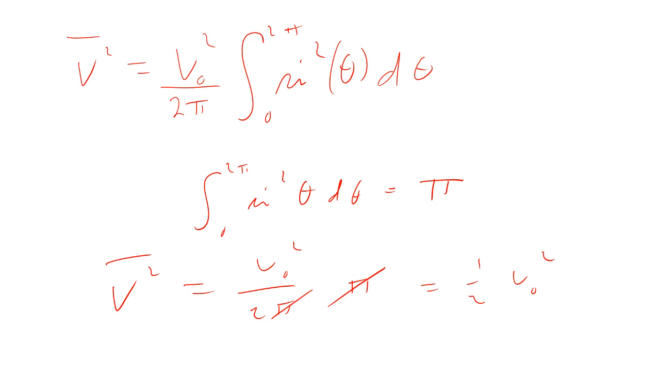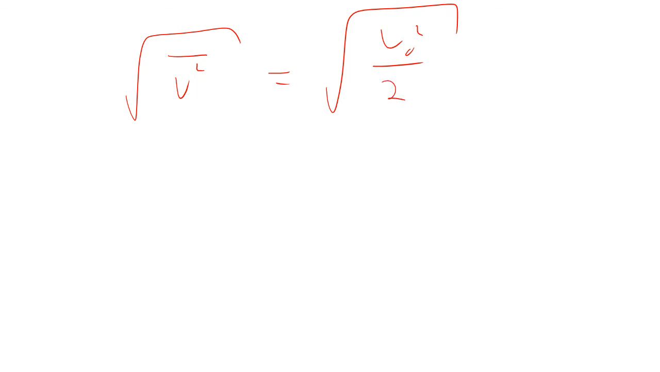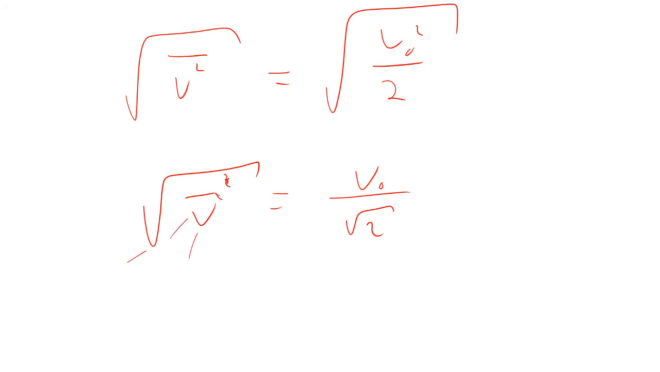Well, then we look at that and we say, wait a minute, if that's the case, then we don't really want the average of the square, we want the square root of the average. So if we take the square root of the average of the square, then that's going to be the square root of v naught squared over 2. In other words, that's going to be equal to v naught over square root of 2. So this is the square root of the average of the square, so this is the root mean square of the voltage.